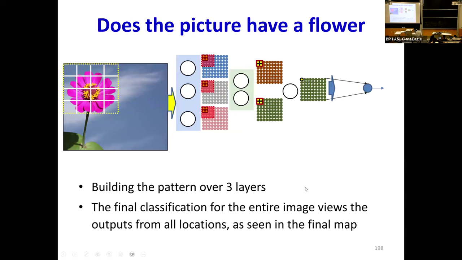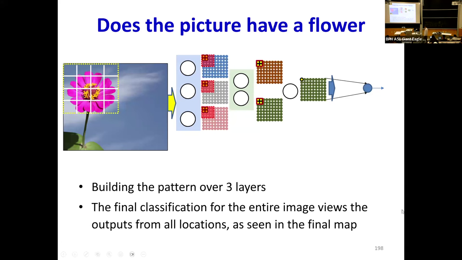And so the final classification, which views the outputs from all of the locations, is actually going to be detecting the presence of a flower in the entire image. So what you can see over here is that in the process of distributing things, I've basically taken the notion of a shared parameter network, which was earlier being applied only to the final classifier, where everything below the softmax was one big network which kept repeating, and I've taken that concept down to every single layer of the network.